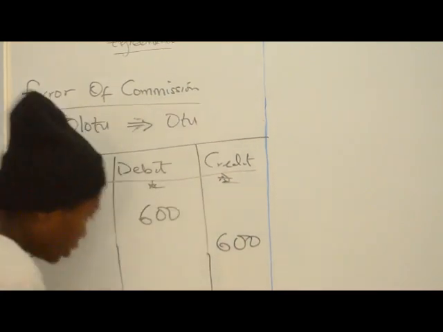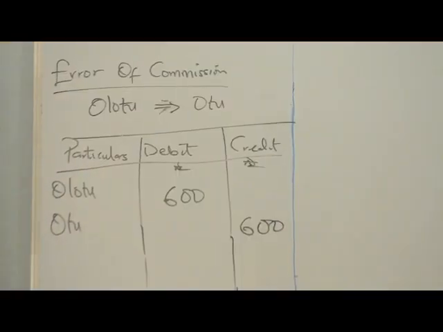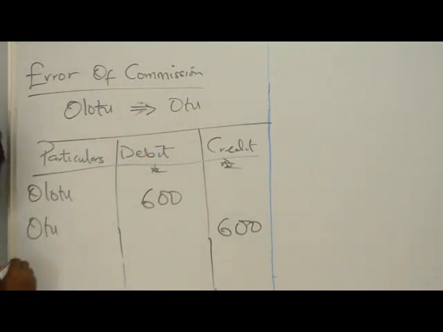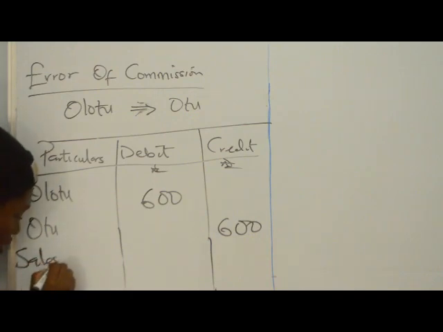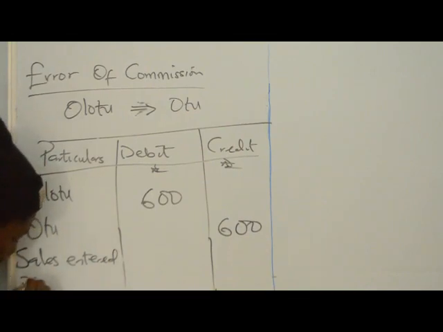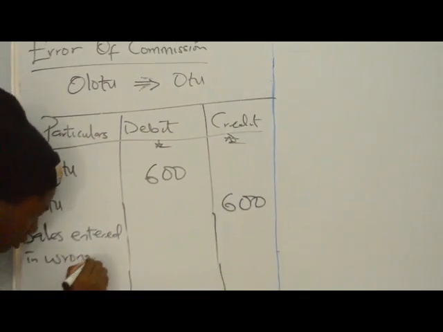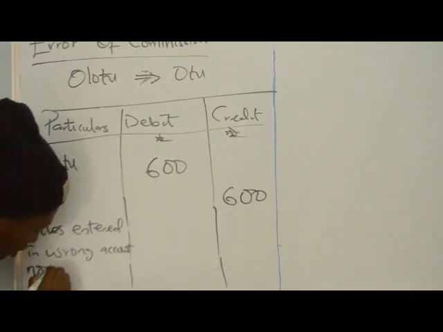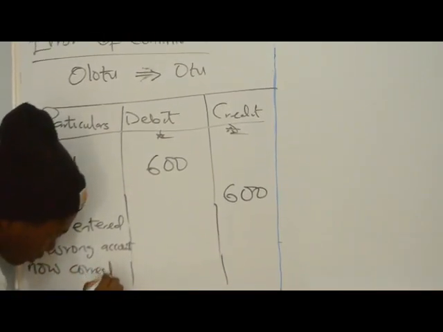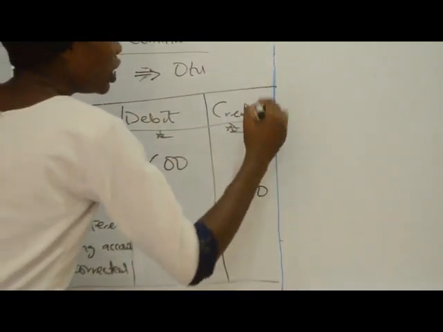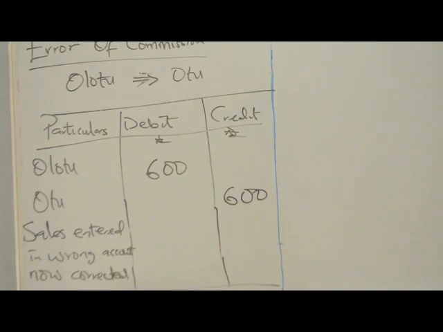And then we have to describe this. Since it has to do with sales, we can easily describe this as sales entered in the wrong account, now corrected. So we have successfully corrected that error using our journal.